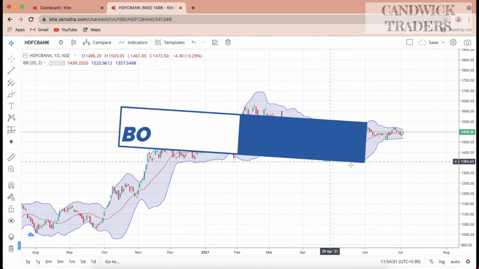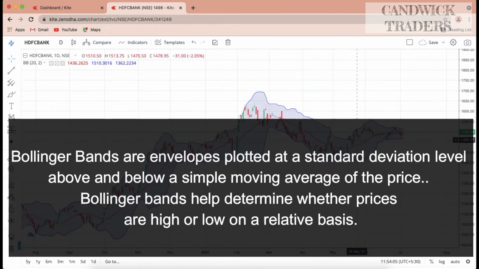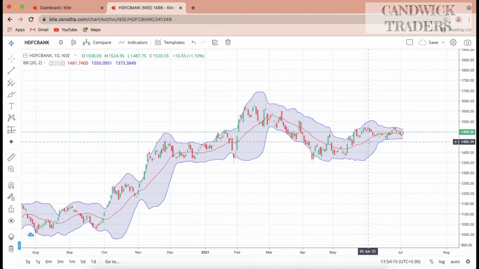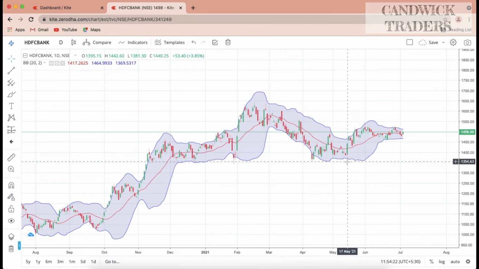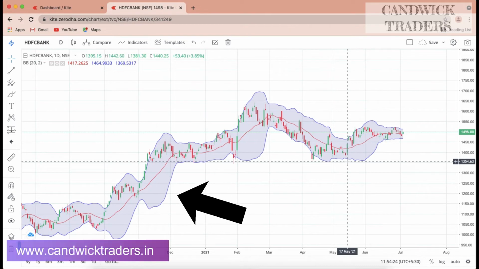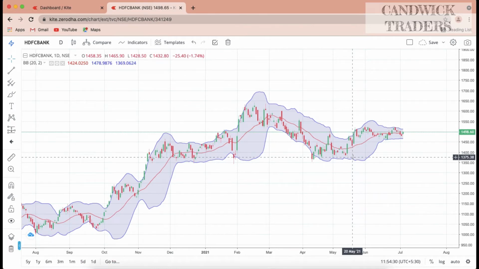The next indicator is Bollinger Bands, two lines that are plotted at a standard deviation above and below the moving average. It's a simple moving average, a 20 moving average actually. The upper line is calculated by adding 2 standard deviations to the moving average, and the lower line is calculated by subtracting 2 standard deviations from the moving average. So this is the basic formula to calculate the Bollinger Bands.